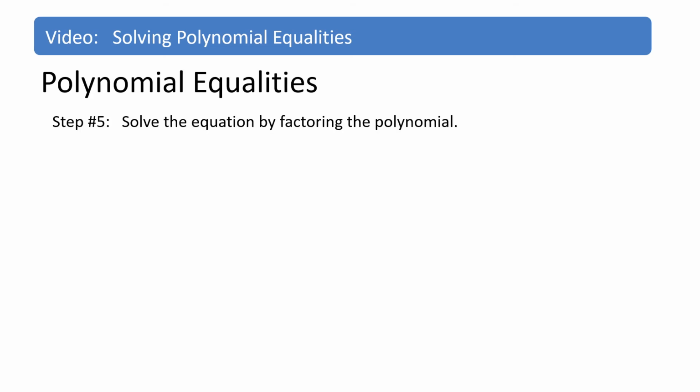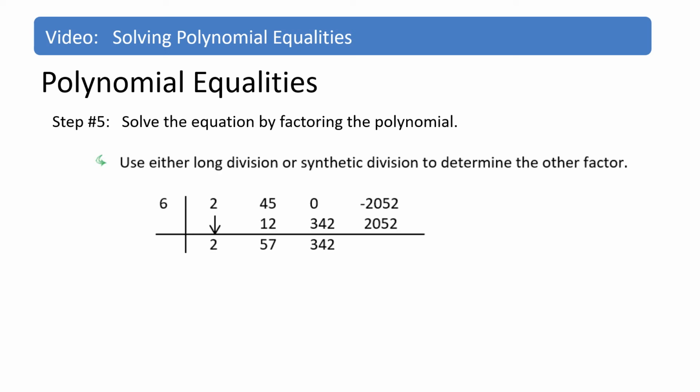Now solve the equation by factoring the polynomial, continued. You can use long division, or as I'm demonstrating here, synthetic division, to determine the other factor. So r minus 6 is our first factor, and you can see from the result of my division that we get 2r squared plus 57r plus 342.